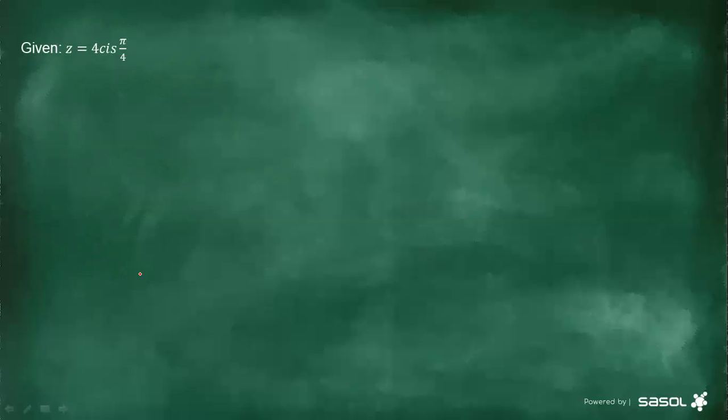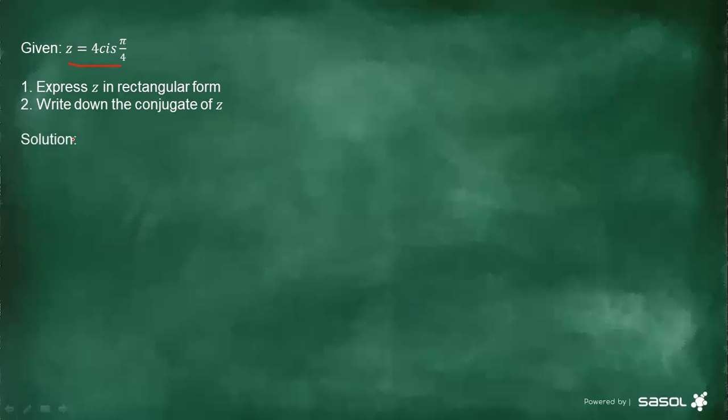Now you can see that z is given in terms of polar form. Express z in rectangular form, that is number 1. Let's see how, and then from there you write down the conjugate of z. I hope you still remember how we apply the conjugate. It's very simple, easy, and we'll talk about it. And then the solution on how we express z in terms of a rectangular form.